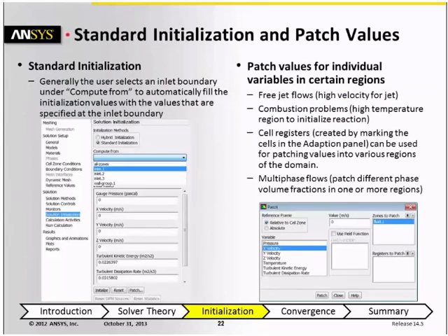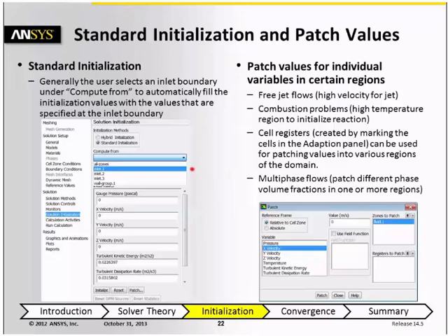The first two items listed on the previous slide were standard initialization and patch values. For standard initialization, you select Solution Initialization here, and then choose the button for Standard Initialization. Normally what happens is an inlet boundary is selected in the drop-down list under Compute From, and then Fluent automatically fills in the values for each of the variables in the panel here using whatever values were entered in the Boundary Conditions panel.